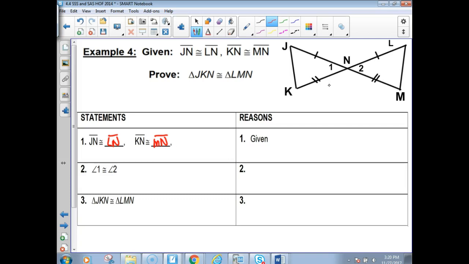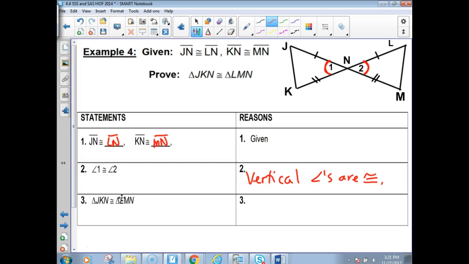Now, you have to go to your picture and say, what else can I bring up? By looking at the diagram, is there anything else you could mark congruent that you know from previous lessons? Angle 1 is congruent to angle 2. That's why they wrote it. Why are they congruent? Yep, they are vertical. So that's either the vertical angles theorem, or you can just write vertical angles are congruent. But you need to mark it on your picture. Okay, you put this little arc mark on the angles.